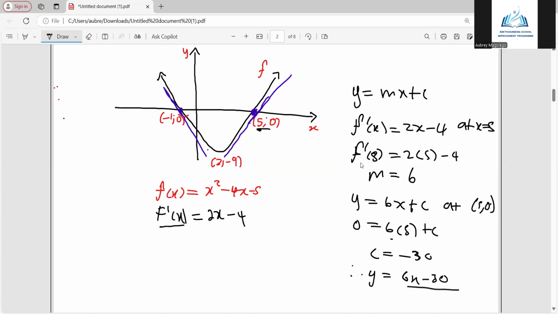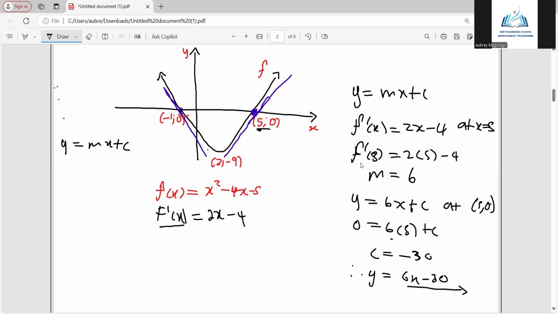So let me do another example with the tangent that intersects with the graph at -1 and 0. How can we find the equation of that tangent? What I know, guys, is that the equation of the tangent will be y is equal to mx plus c, since it's a straight line. So to find it, I will just have to start with the gradient.